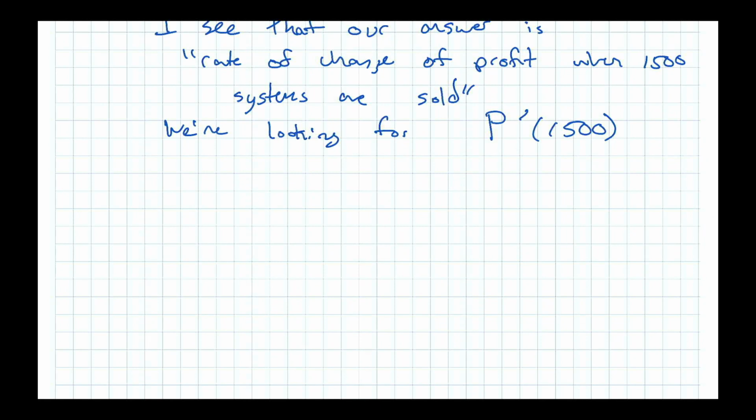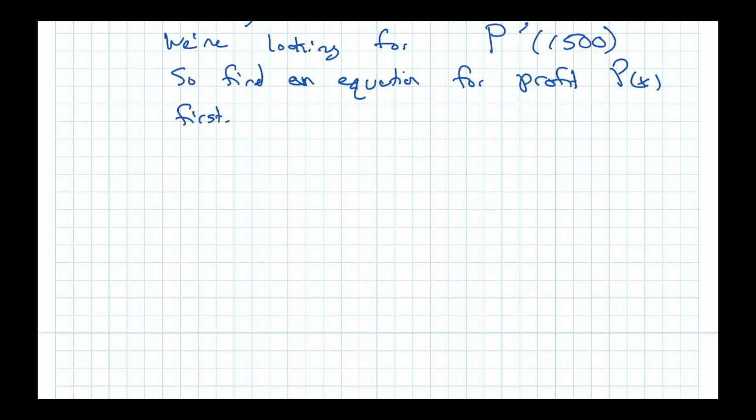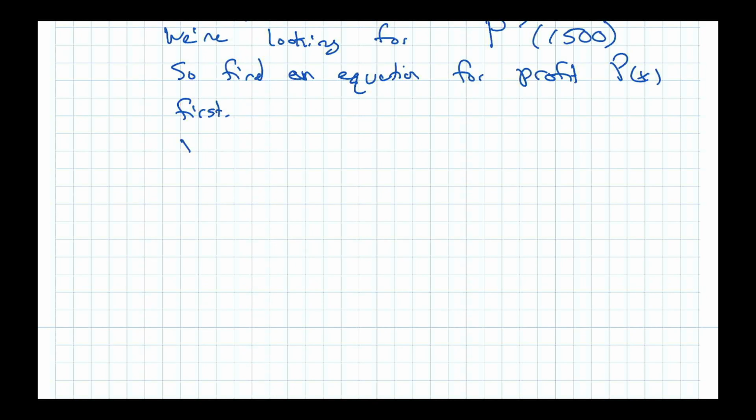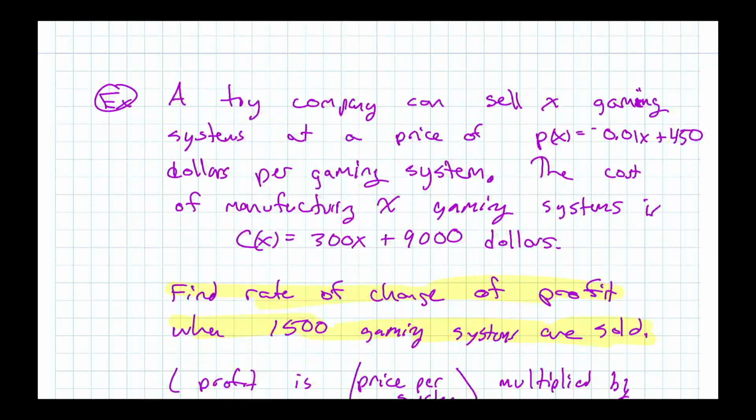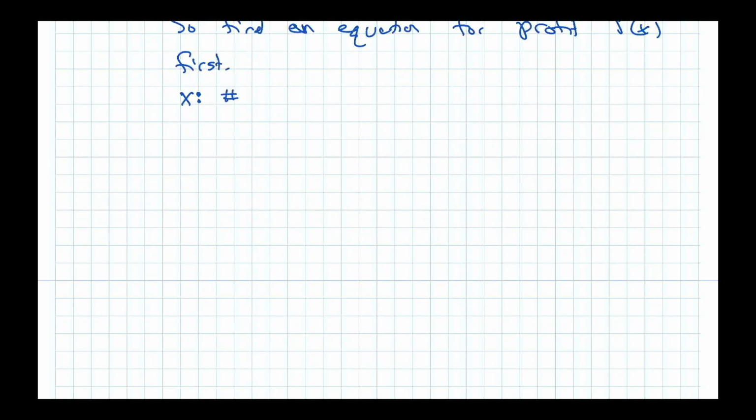Now, in order to do that, of course, we need to know the equation of profit. So we have to come up with that. So find an equation for profit first, capital P of X. All right, so what do they tell us? What is X, by the way? They say the cost of manufacturing X gaming systems. X is the number of gaming systems made.